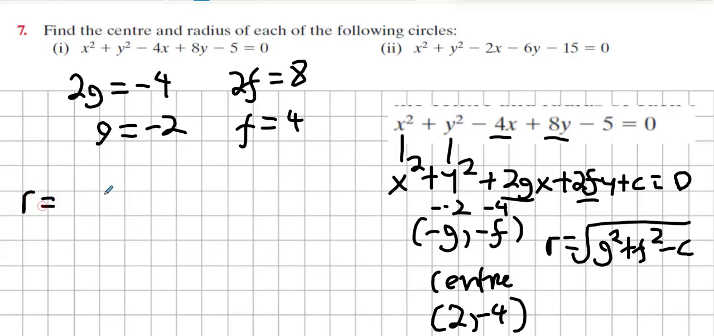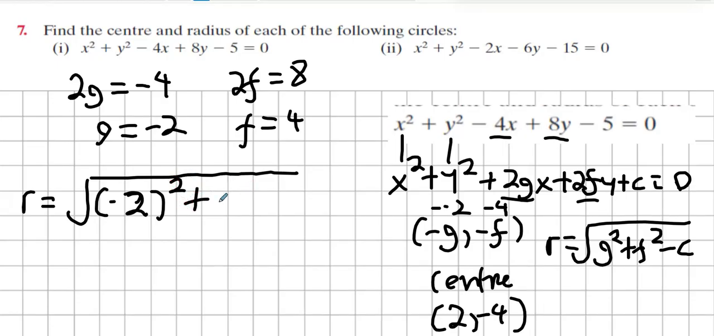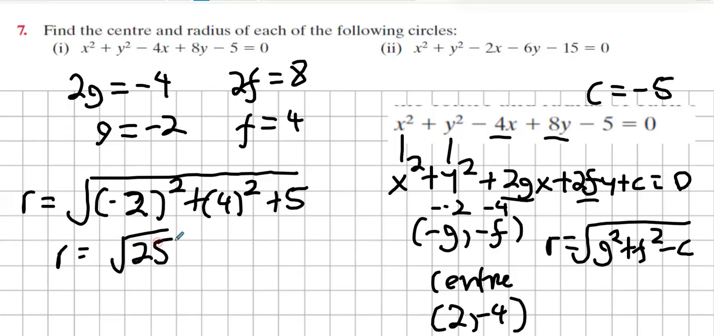Okay. What about the radius value, lads? How do we get the radius? g squared, yeah? Plus f squared minus c. But c is already minus 5. So what does that mean? Two minuses make a plus, that's 4 plus 16 is 20, plus 5 is 25, root 25. So 5.